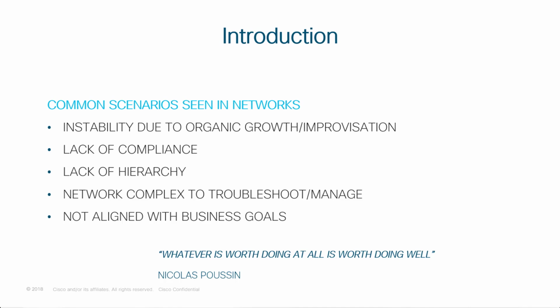All the lights were green. Let's go home. It's working. This is a common example of what really happens in the enterprise environment, not even the enterprise environment, but in general. This happens quite a lot. There's a lack of compliance, as there is improvisation, and also there's a lack of hierarchy. The network tends to be complex not only to understand, but to troubleshoot, and even to manage.